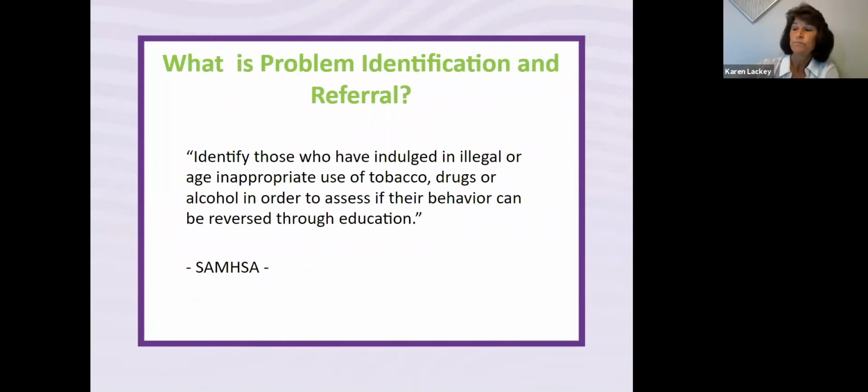The definition of problem identification and referral is to identify those who have indulged in illegal or age-inappropriate use of tobacco, drugs, or alcohol in order to assess if their behavior can be reversed through education. I can see where this sounds a little bit intimidating to some people, and it's why we're here to do a little bit more educating on this topic so you can all be experts by the time we leave. In our experience, this definition also often leaves something out. In youth-led programming, the problem of focus, or what youth choose to work on, is not always substance abuse. So when we talk about problem ID and referral, it goes beyond the scope of just substance abuse in youth-led programming.